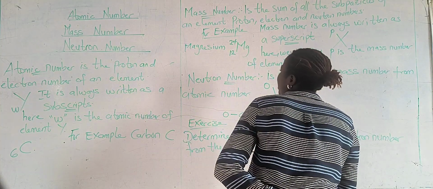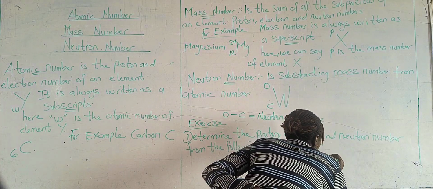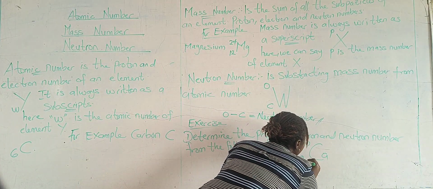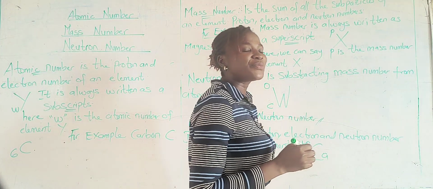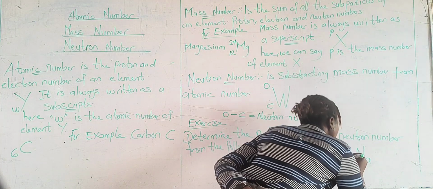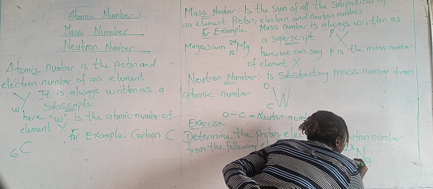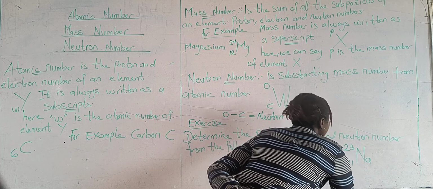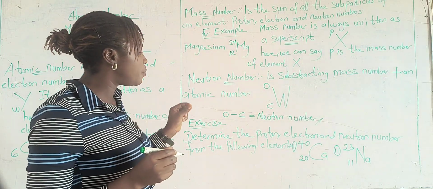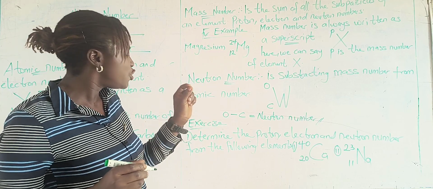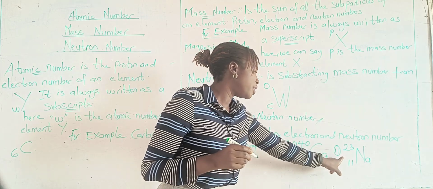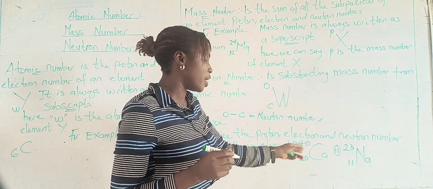So we are given calcium, we have 40 as mass number here, then we have 20 as the atomic number. And we are also given another one. We are given sodium, we have a mass number of 23, atomic number of 11. So let's solve this question. We have to determine the proton, the electron, and the neutron number from the following elements. We have the first one, calcium, and the second one, sodium.